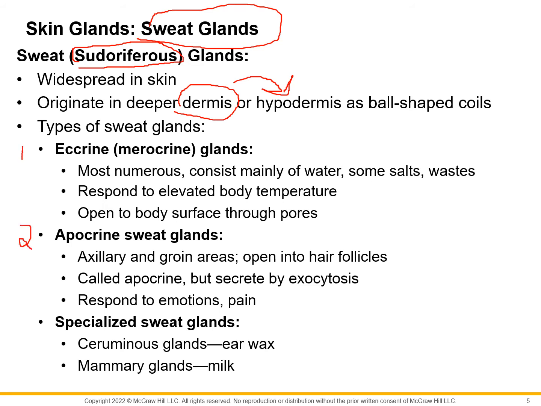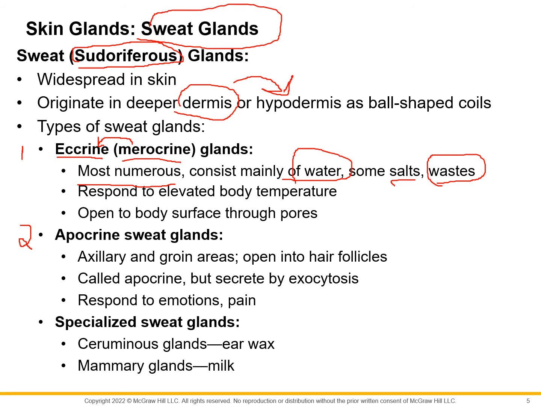So eccrine sweat glands, which are also called merocrine, remember this goes back to the type of gland. Merocrine merely secretes a substance. The cell doesn't rupture or have any cellular loss with it. And since it is a merocrine type gland, sometimes that's what they're called, but generally the name is eccrine. They are by far the most numerous. The fluid that they produce is mainly water. There will be some salts and occasionally wastes.